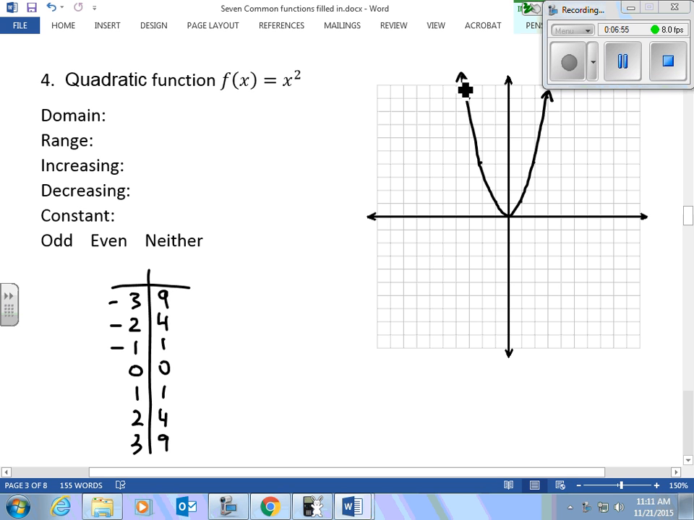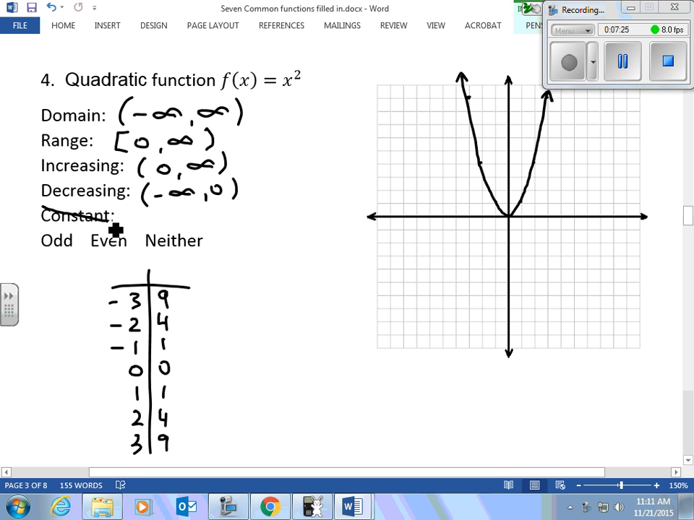Okay, so the domain again, we're putting arrows on it. The domain actually goes from negative infinity to infinity, so it goes left and right on forever, and it goes up forever but not down forever. So our range is, like the absolute value function, 0 to infinity. It's increasing from 0 to infinity, and it's decreasing from negative infinity to 0. It's never constant, and it's also an even function because it's symmetrical about the y-axis.